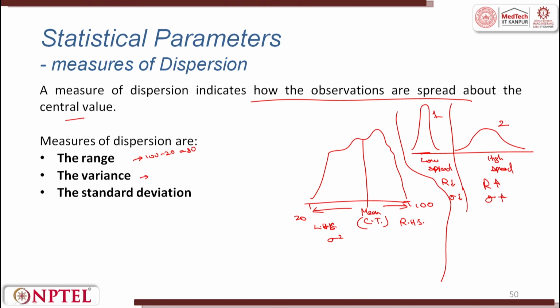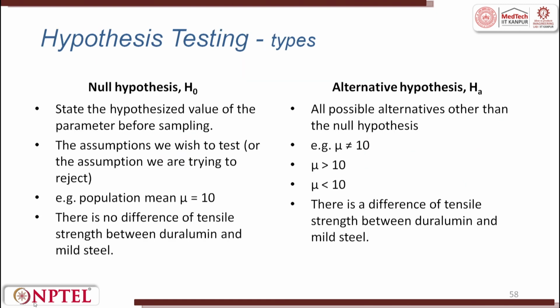Let me try to talk about hypothesis testing, null hypothesis and alternative hypothesis. Null hypothesis presents the hypothesized value of a parameter before sampling, assumptions that we wish to test or the assumptions that we are trying to reject, that is population mean mu is equal to 10.